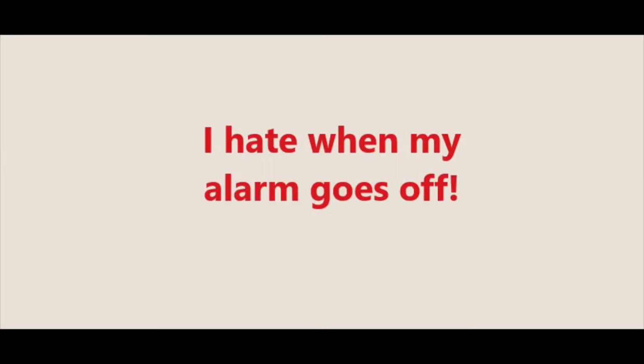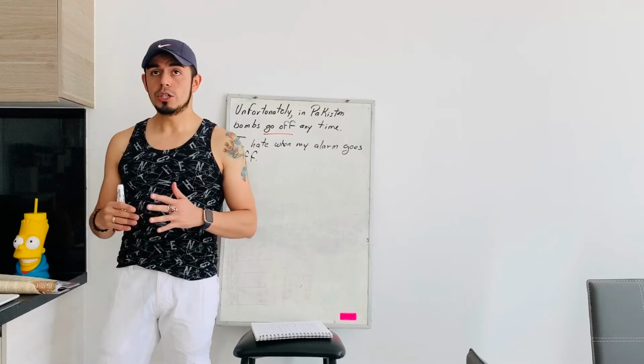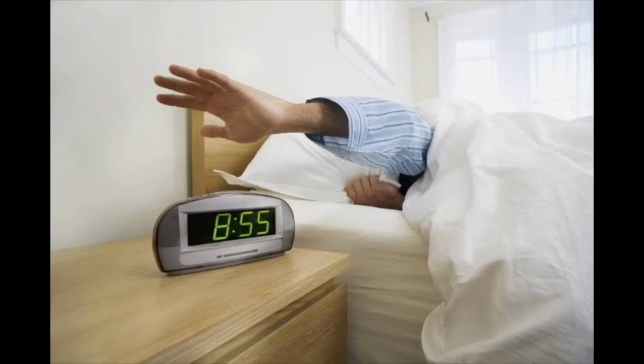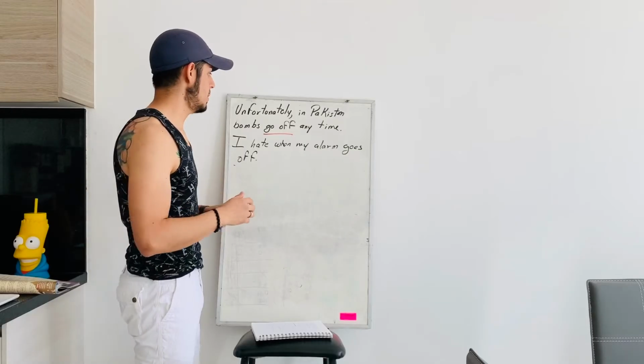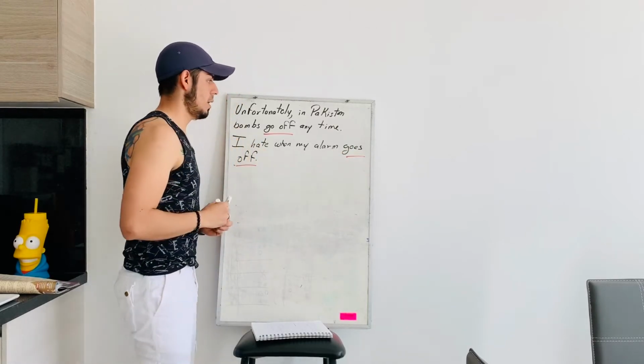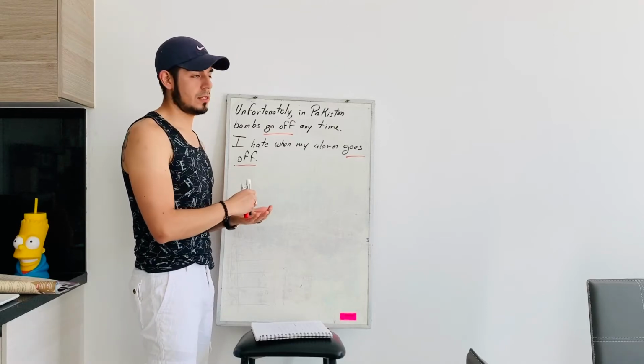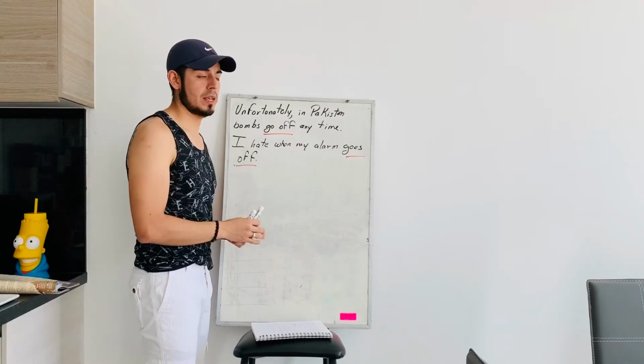Now we have a second meaning for go off. So for example, I hate when my alarm goes off. And in this case, go off means to ring. So I hate when my alarm goes off. I hate when my alarm sounds, we could say that. And of course, you have to write a phrasal verb according to the tense and the rules of that tense. And in this case, we're talking about the simple present tense.